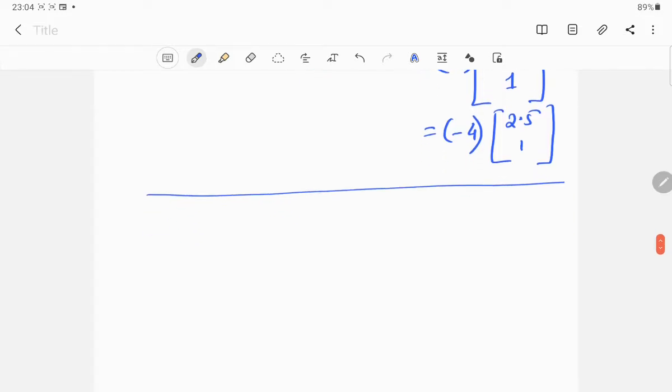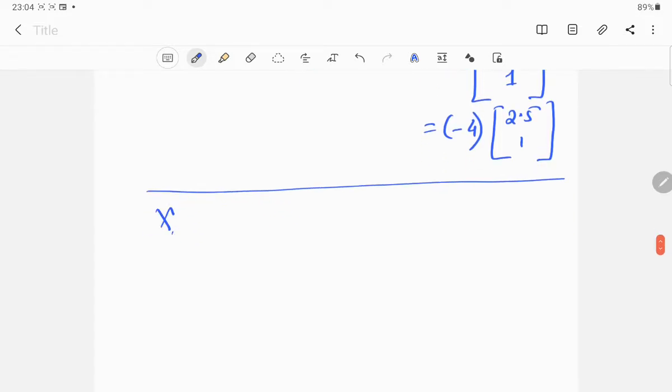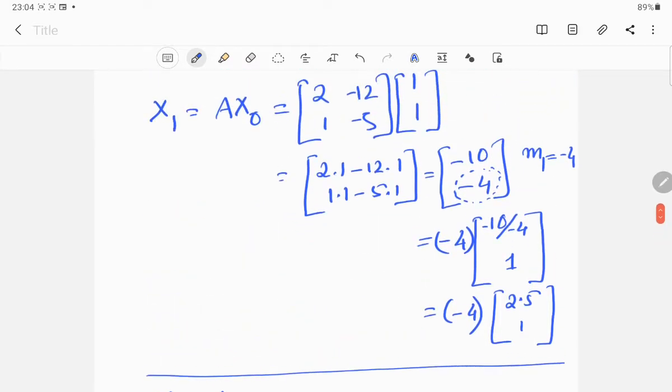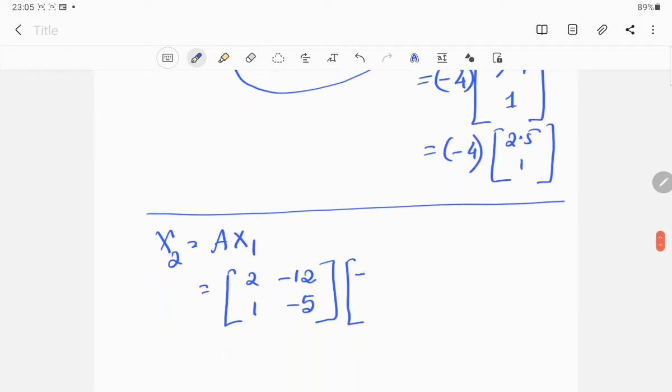Okay, now we will go to x2. x2 is nothing but A x1. So what is A? A is [2, -12; 1, -5]. And what is x1? x1 is nothing but this one, isn't it? [-10, -4].